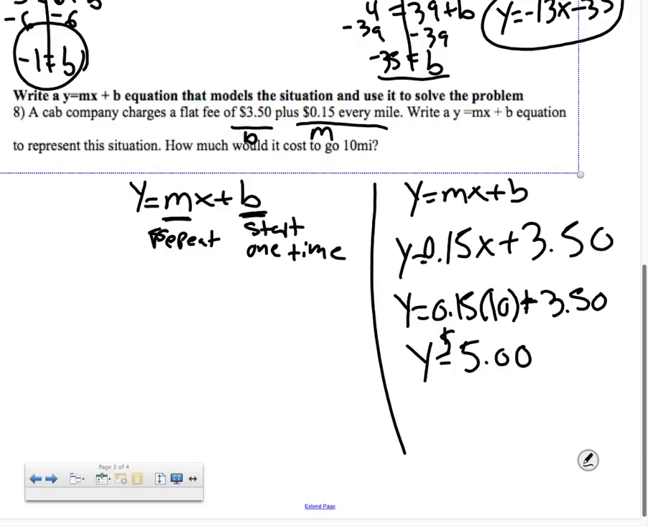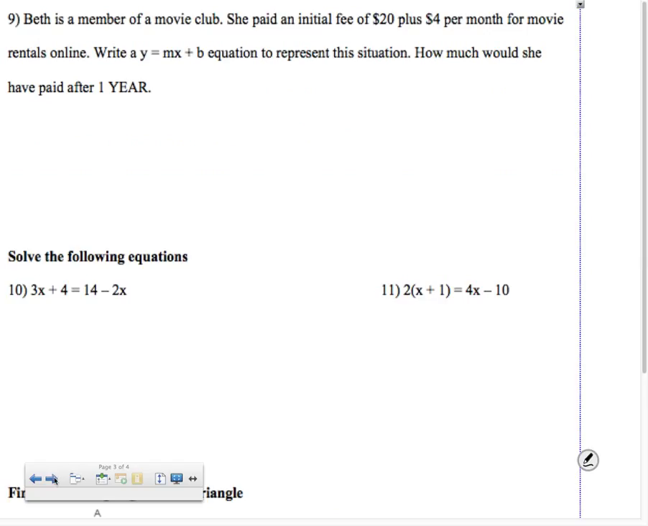The next one's very similar. In fact, it is the same, except different situation, different numbers. Here you have a movie fee. So it's $20 flat plus $4 per month. So the 20 here is my b value. The $4 per month is my m value. So my equation is going to look like this. So I plug in 4 for m and 20 for b, because 4 is my recurring value, 20 is my initial value.